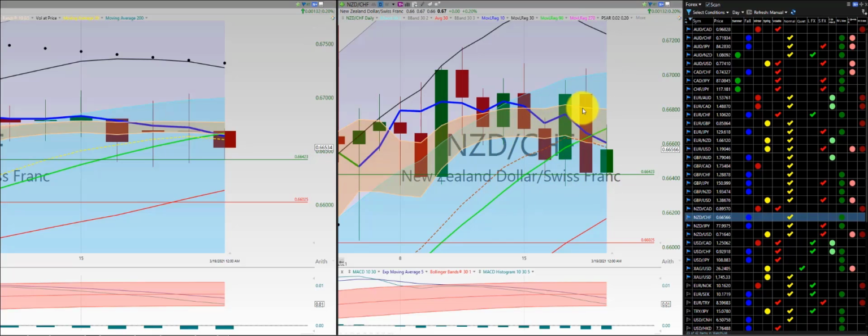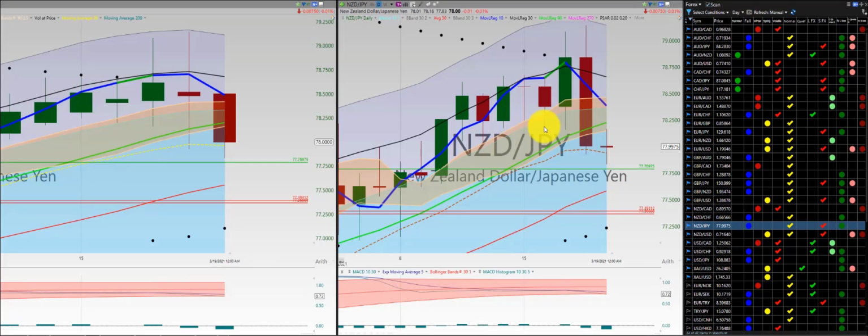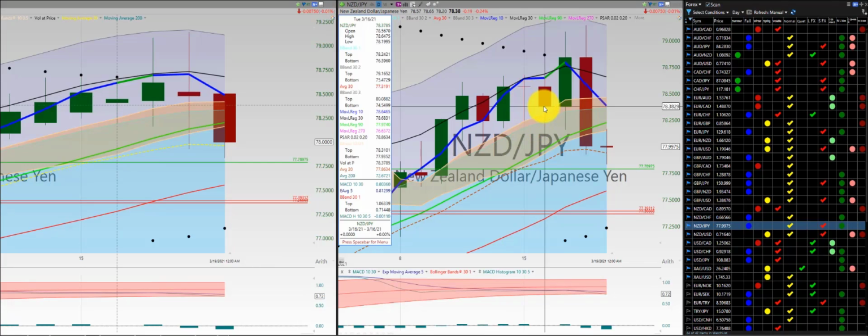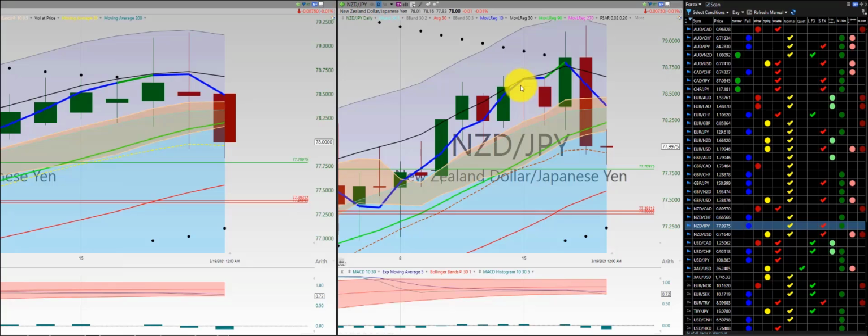And when you start seeing the dragon getting all chopped up like this, it just means that there's a lot of indecision in the market. New Zealand Japanese yen, same thing. I did not take this trade here with the green Heikin-Ashi, even though this was based on the week's trades. It started to show that there was a lot of chop and action. And this is a doji. You can't tell if it's green or red. Best just not to trade that.